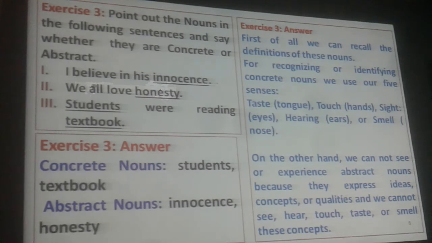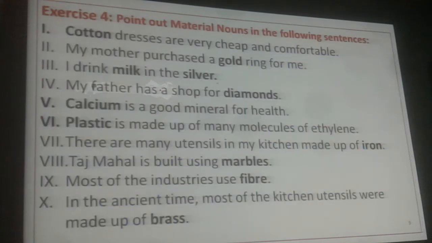Now, keeping in mind the definitions of abstract and concrete nouns, we can solve these examples. In the given sentences, students and textbook are concrete nouns because we can use our five senses to understand them. Whereas innocence and honesty are abstract nouns because we cannot use our five senses to understand them.